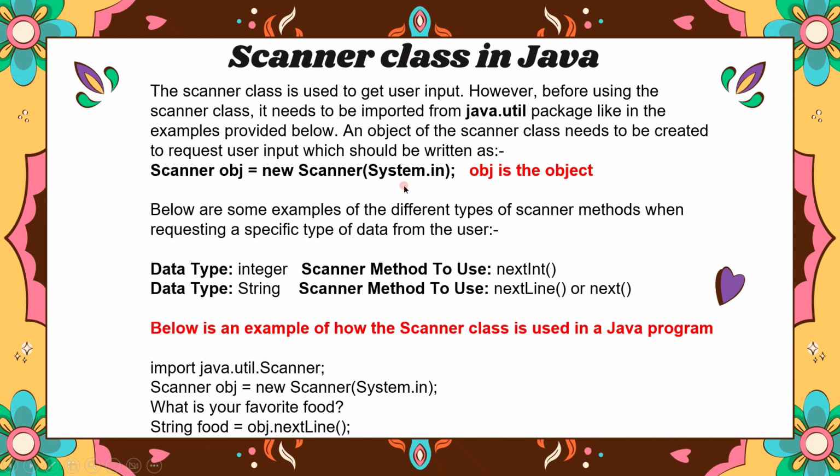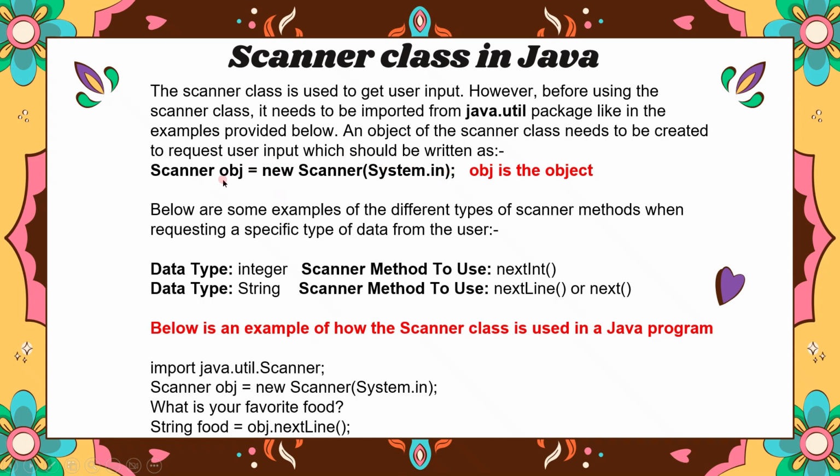This is exactly the syntax. We call it a syntax, meaning the structure of how to create a Scanner object. Again, you have to start with Scanner. You have to give a variable name, which will become the object name. You have to say equal, new Scanner again. And in parentheses, you have to write System.in.